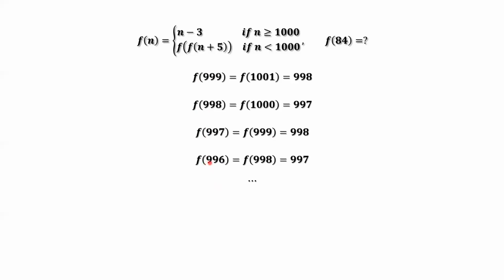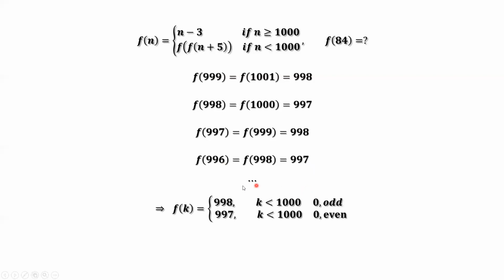f of 995 equals f of 995 plus 2, which is f of 997. So that next one equals f of 997, which equals 998. So the pattern is 998, 997, 998, 997.